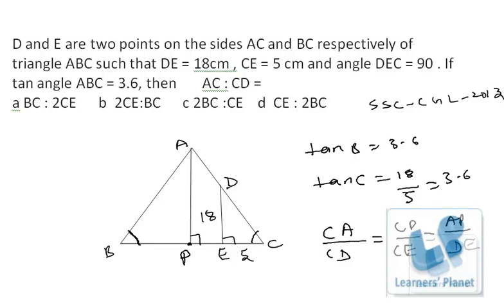Okay, now we have to find out the ratio CA by CD, that will be equal to CP by CE. Since we have to find out the answer in terms of BC and CE, CP will be nothing but half of BC, right? So CA by CD is equal to half of BC over CE, so BC by 2CE. Okay, so easily this can be done. I hope you are clear.